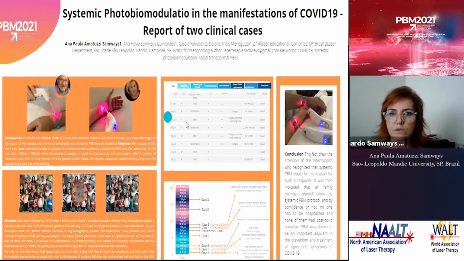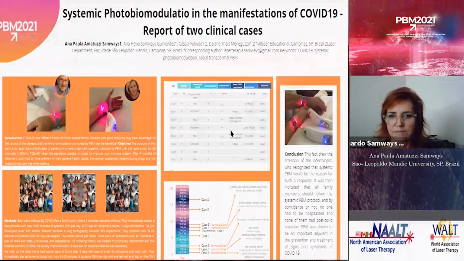So these patients were really good, and we are really impressed and really happy with their improvement. The improvement of the case was really impressive for us, and also for the immunologists who were with them during the COVID period.